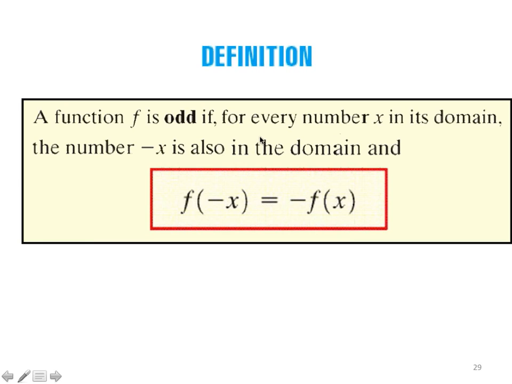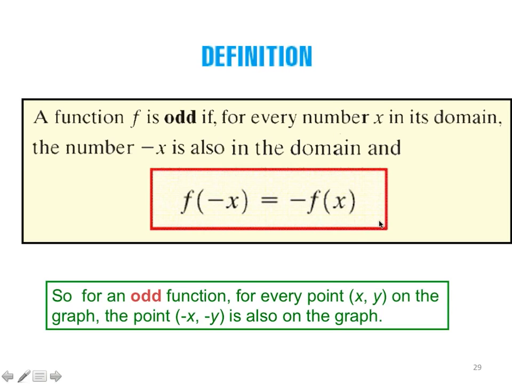Now, if a function is odd, it means that for every number x in its domain, the number -x is again also in the domain. But in this case, f of -x is equal to -f of x. And another way of saying this is that if you have the point x, y on your graph, -x, -y is also on the graph.